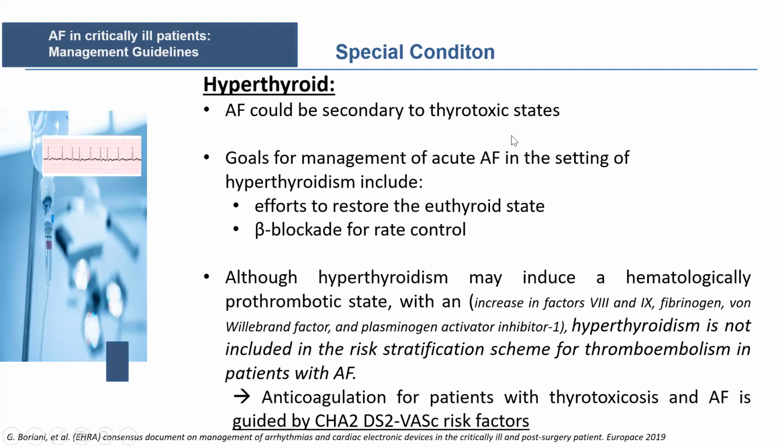Another special population for AF in the critical area is the hyperthyroid patient. Of course, hyperthyroidism can trigger atrial fibrillation. And in this patient, your number one goal for management is to restore the euthyroid state of the patient by managing the hyperthyroidism. And beta blocker is the preferred medication for rate control in this patient.